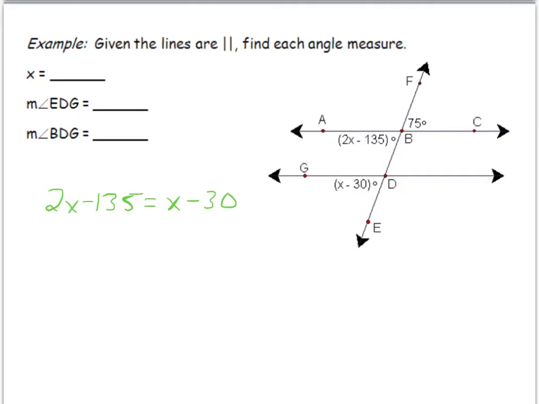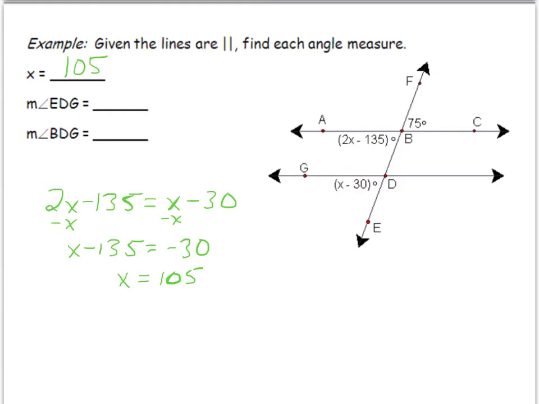So if we solve this for x, I'm going to go ahead and subtract x from both sides. I'm going to get x minus 135 equals negative 30, and then we're going to add 135 to the other side, so I get 105. That tells me the x value is 105. Now, you could have done it a different way. You could have said, oh, well, this angle and this angle are vertical angles, and from the previous couple chapters we knew that vertical angles are congruent. So you could have set these two equal to each other and solved, and you still would have gotten the same exact answer for x.